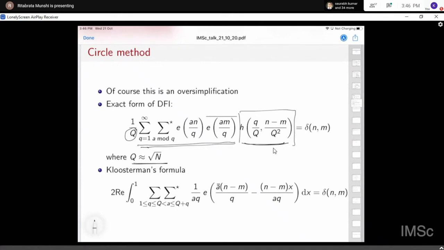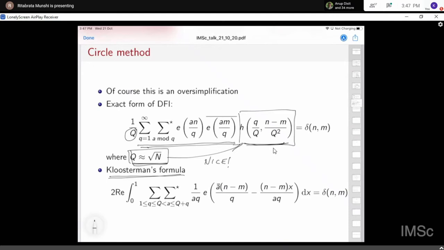The nice thing is if you pick your Q to be like square root of n, then it means that this function is nice, in the sense that if you take the derivatives of H, they are not that big. Okay. And here is another version of the circle method. This is the Kloosterman formula. And here you'll see certain differences.